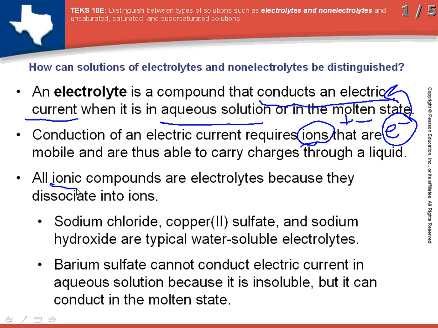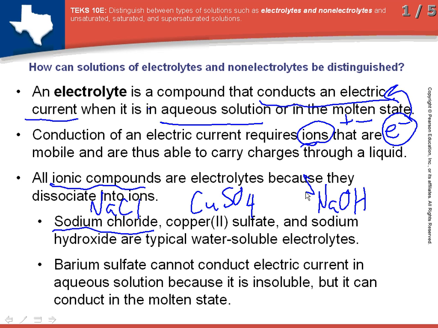Ionic compounds are things made of a compound with a metal and a nonmetal, like sodium chloride, NaCl, or copper sulfate, or sodium hydroxide. All of these are compounds that have a metal and nonmetals in them. You need these so that the metal will give away its electrons and the nonmetal will take them.